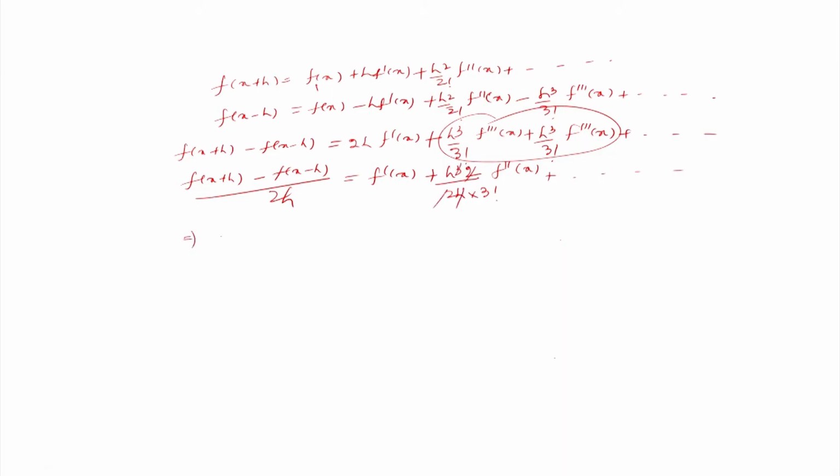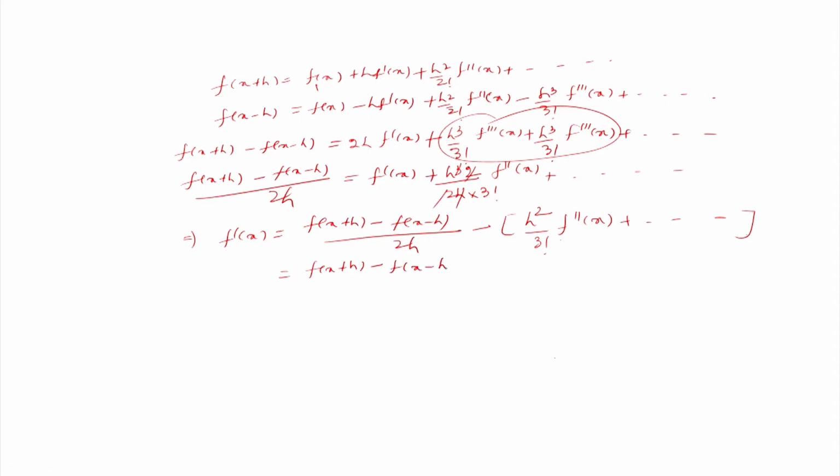So, this implies that f dash x equals f of x plus h minus f of x minus h by 2h minus the term in the form of h square by 3 factorial f triple dash of x plus all other terms there. And this can finally be represented as f of x plus h minus f of x minus h by 2h plus order of h square here.